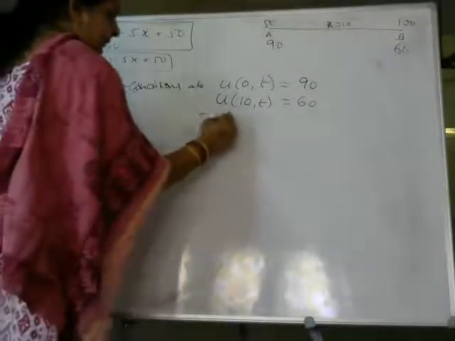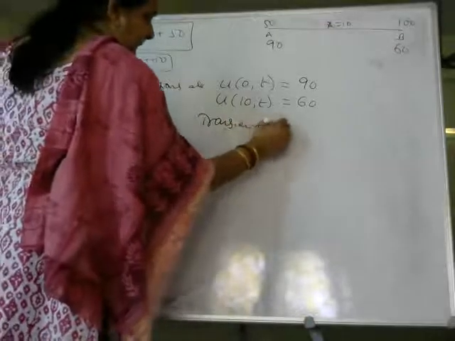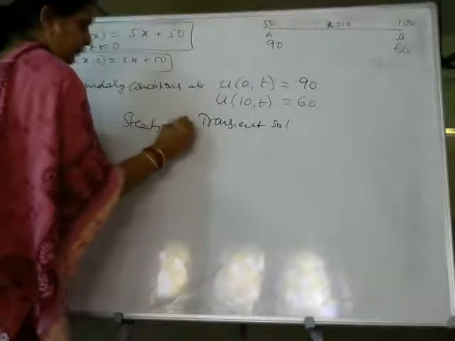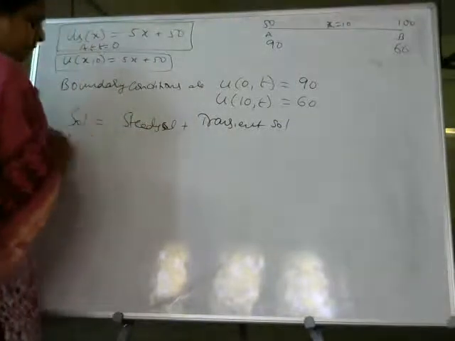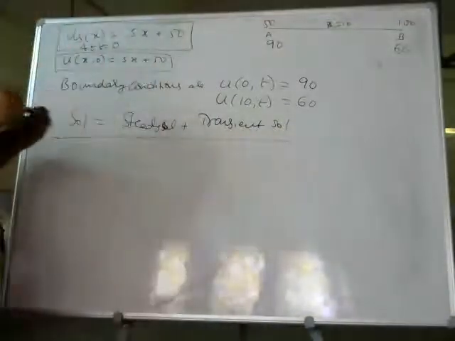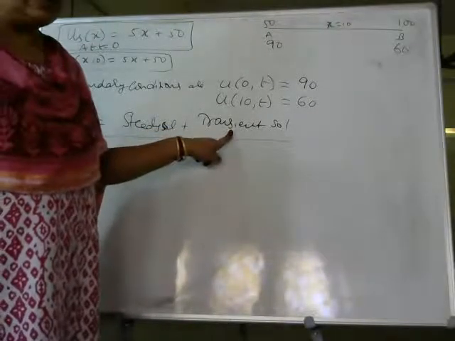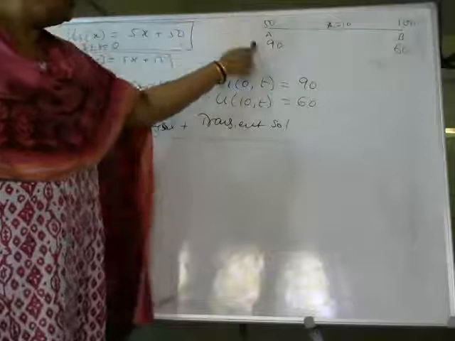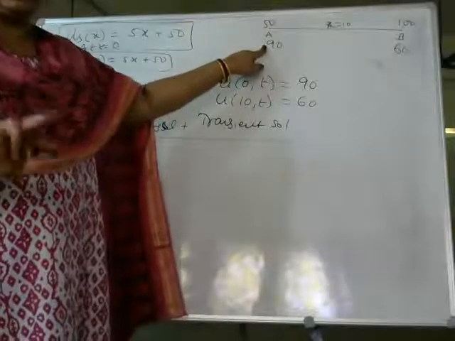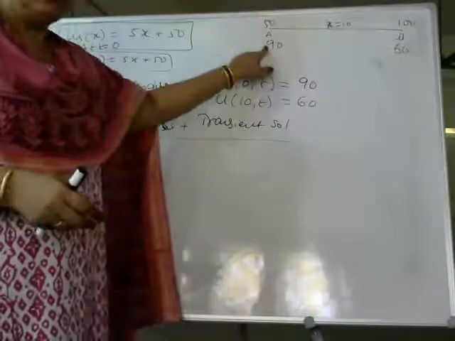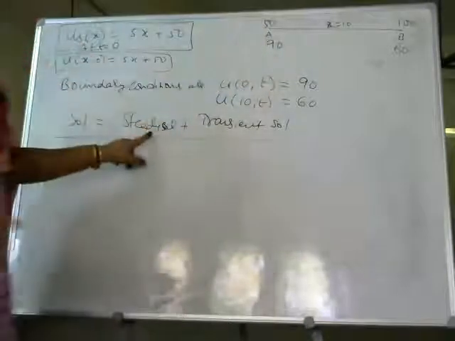So we modify the process, or we split it into two parts. One is the transient solution. The other one is the steady solution. What is the meaning of these two? We split the solution into two parts. Transient solution means there is a change in the temperature. After it is changed, again it is kept still. That is a steady solution.